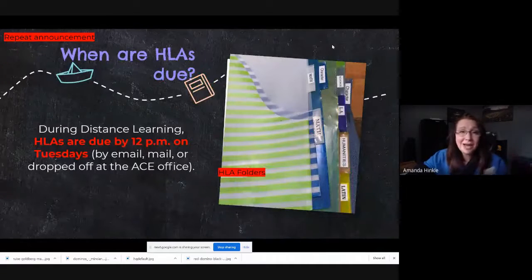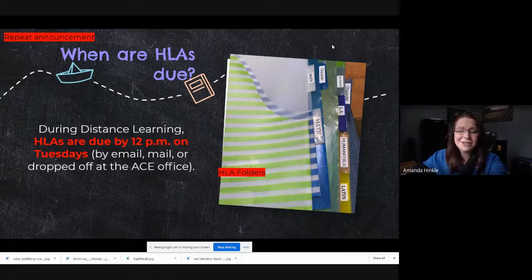Okay, now we're gonna just rapid fire through some of these announcements because they've been in there the last couple of weeks. So just really quick reminders. Number one, HLAs are due Tuesday by noon. The office is open. You can either email those in, and I know some of the teachers are having fun with grading them online. We provided some tools for them, so they're having some fun with that and the things that they're able to do. You can mail, email, or drop them off at the ACE office. So make sure that they get in there by noon on Tuesdays.